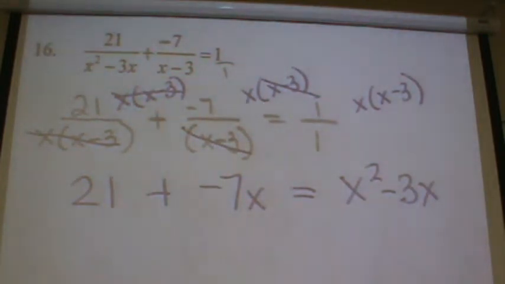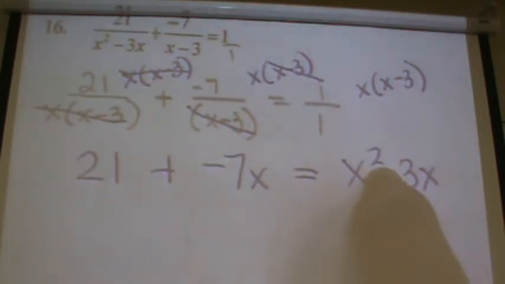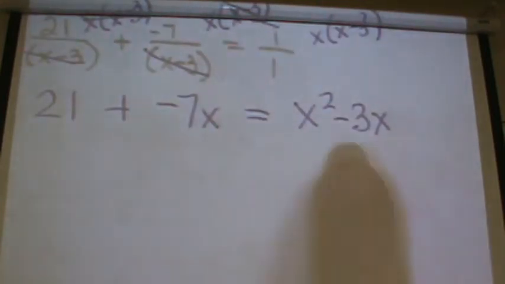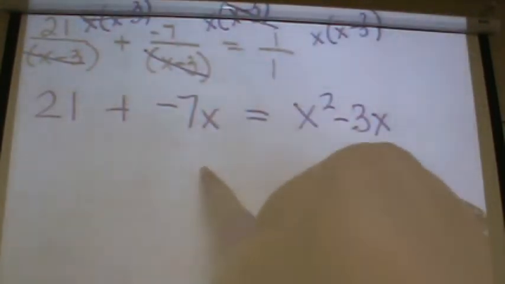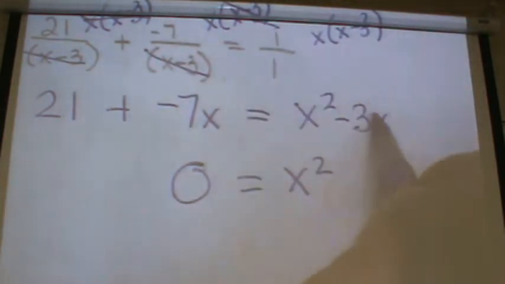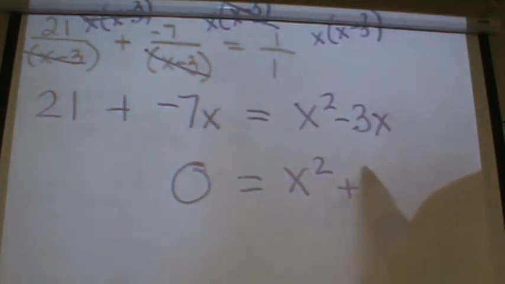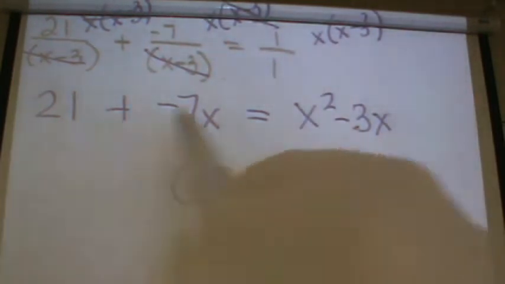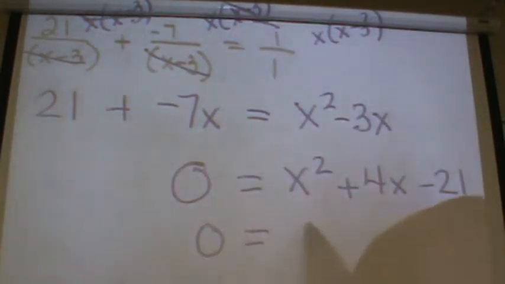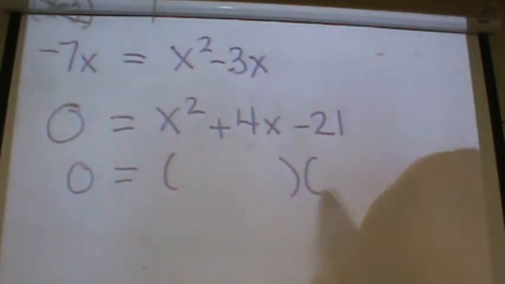Okay, next, what do you do? This is a quadratic. Get a 0 on one side. I would get it on this side so I can make everything equal to 0 on this side. So 0 is equal to what? X squared. If I bring this over here, what does it become? 4x, and what does 21 become over here? So now we can factor this. This is an easy one to factor.